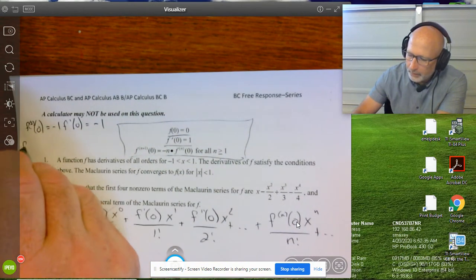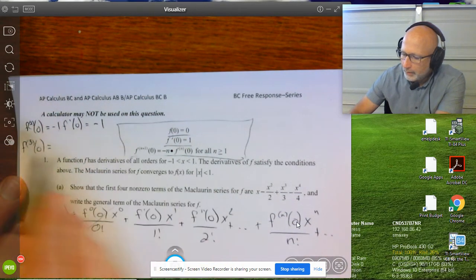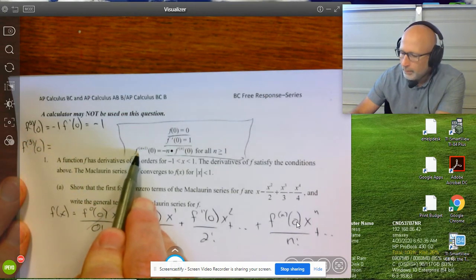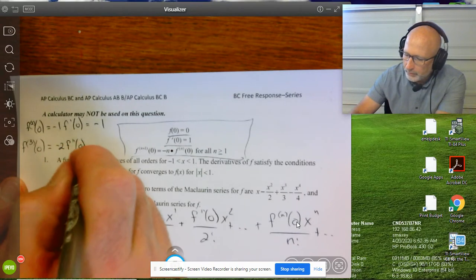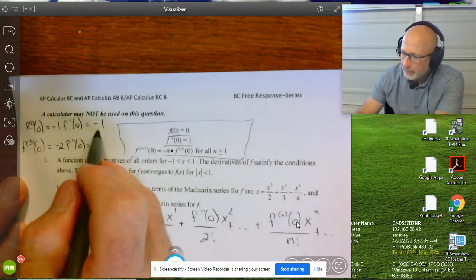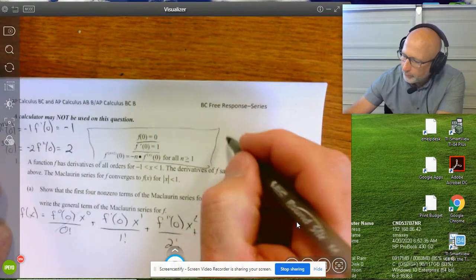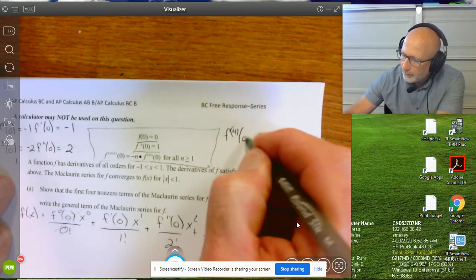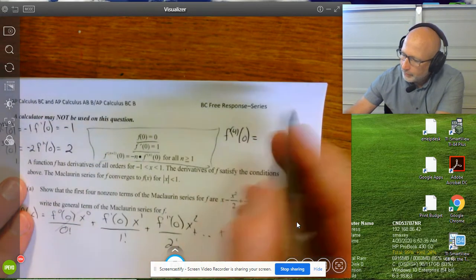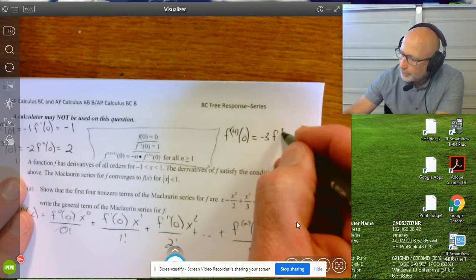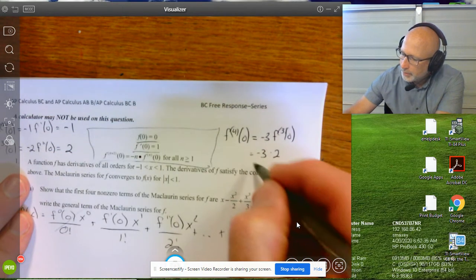Okay, then let's calculate the third derivative evaluated at 0. If we're calculating the third derivative, that means n is going to be 2. So you have negative 2 times the second derivative evaluated at 0. Well, the second derivative evaluated at 0 is negative 1. So it's negative 2 times negative 1, which gives you positive 2. Okay, let's do the fourth derivative then. The fourth derivative evaluated at 0, that means n is 3 here. So this is negative 3 times the third derivative evaluated at 0. So it's negative 3 times 2, which gives you negative 6.